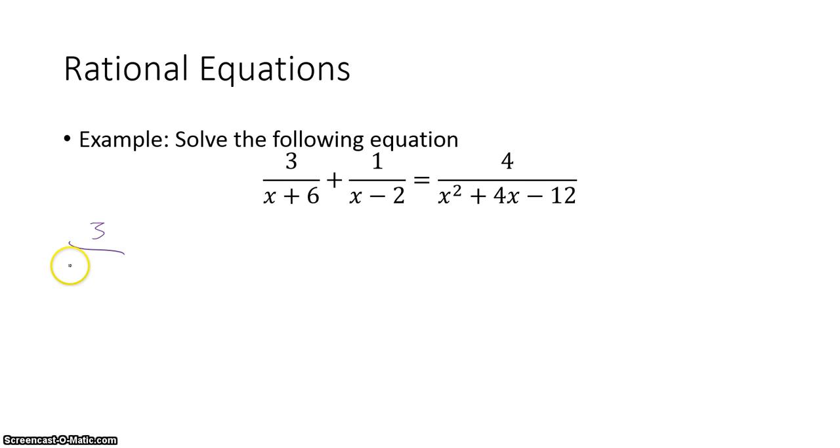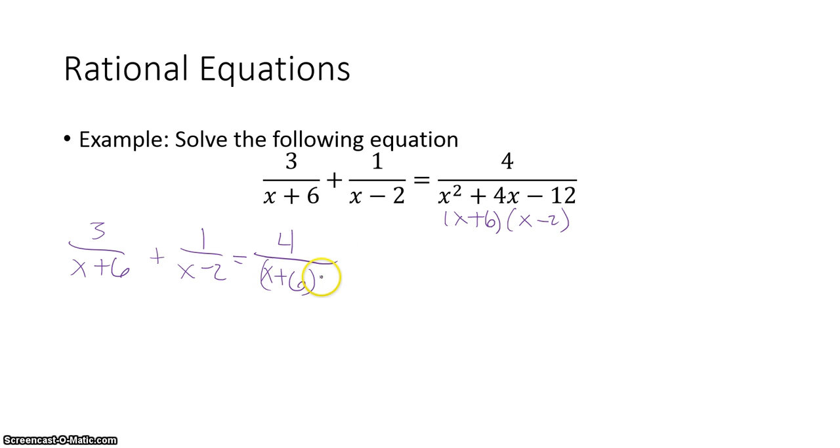I'm going to leave the left-hand side alone, so 3 over x plus 6 plus 1 over x minus 2. We'll notice that we can actually factor it into the product of the two denominators that are on the left. So we're going to go ahead and do that. 4 over x plus 6 times x minus 2.